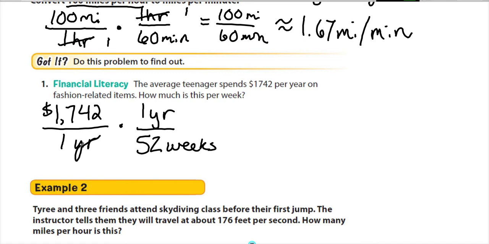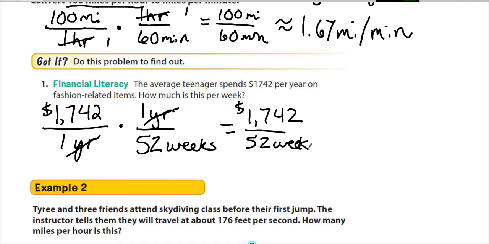The word year cancels. In this case, when I multiply across the top, I'm left with 1,742 on top. That's dollars. And then I'm left with 52 weeks on the bottom. Now we're going to calculate the new unit rate. So we're going to take 1,742, and we're going to divide that by 52.